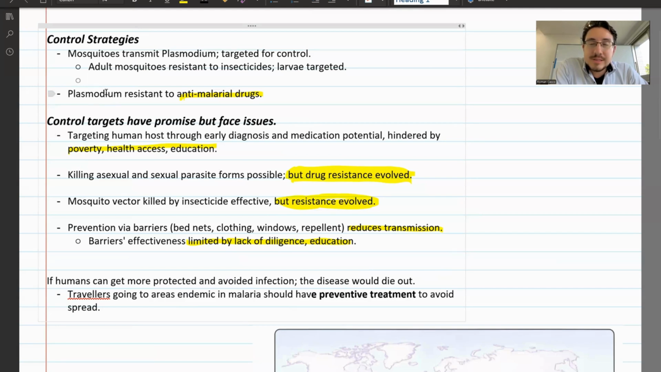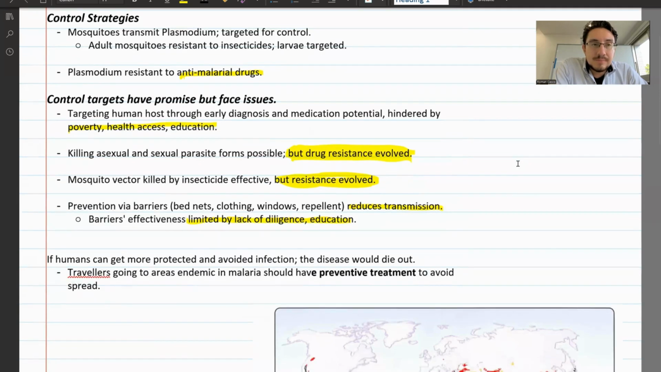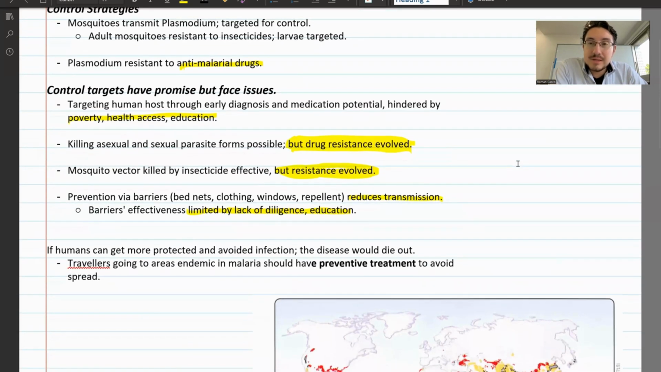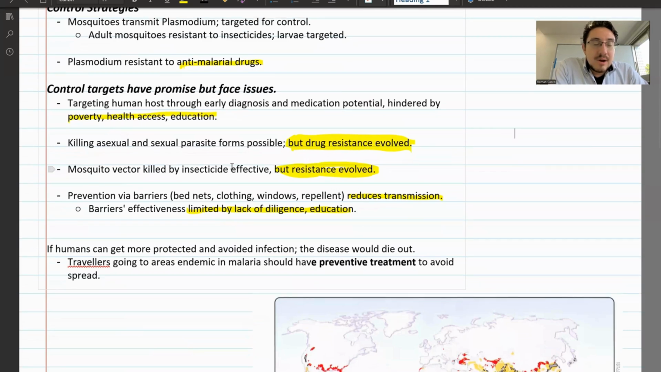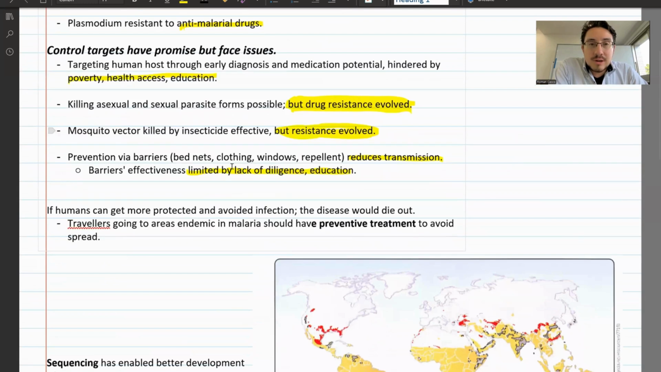Plasmodium also, this is a problem that has shown some resistance to anti-malarial drugs, right? So you do need some kind of innovation in terms of medicine, or anti-protozoan medicine. Okay. So you're able to control targets, but again, there are some limitations, or issues, that are faced. So if you target a human host through early diagnosis, right?